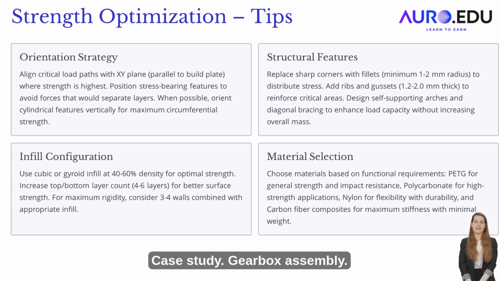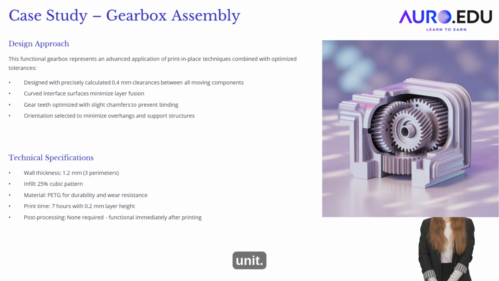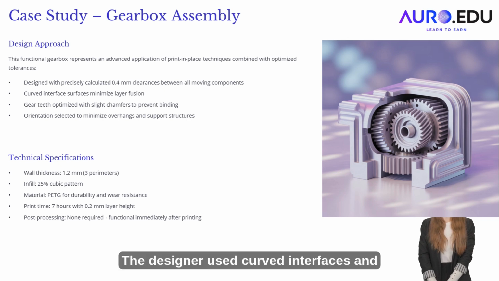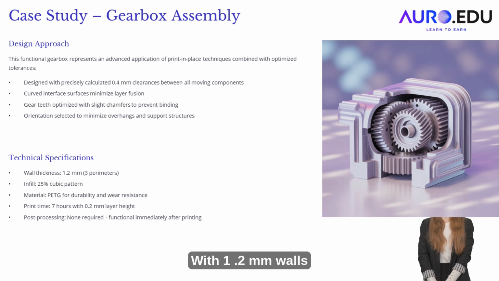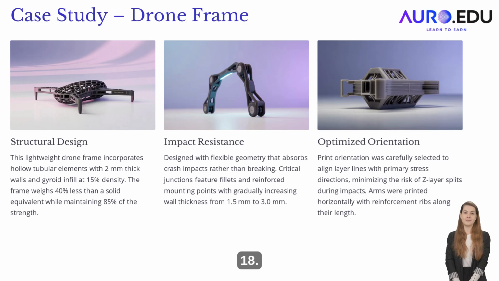17. Case study. Gearbox assembly. A gear system was designed with 0.4 mm clearances and printed as a single unit. The designer used curved interfaces and optimized overhangs to avoid support. With 1.2 mm walls and 25% infill, the part turned smoothly post-print. It required no assembly or sanding.